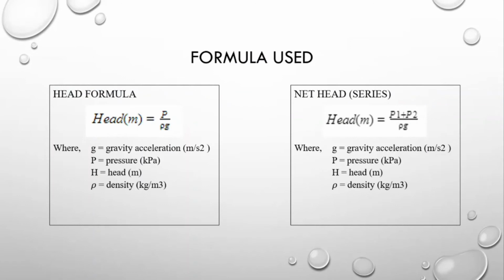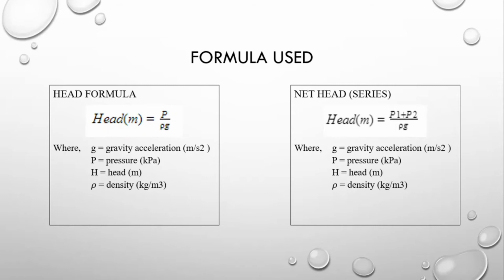First, this is the formula used in the calculation to obtain the results and data. There are some assumptions for this experiment. The density of the water is assumed to be exactly 1000 kg per meter cubed, and the acceleration of gravity is assumed to be 9.81 meters per second squared.